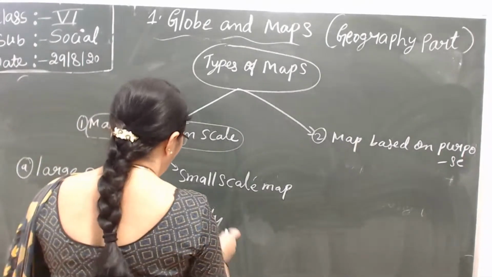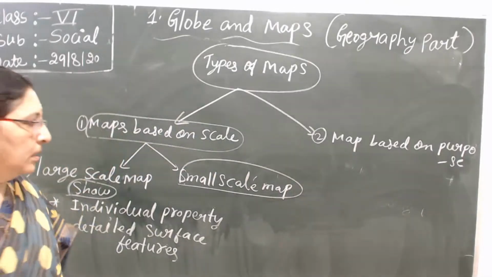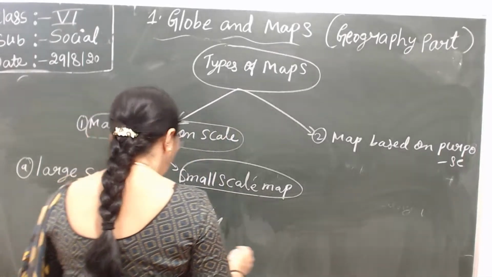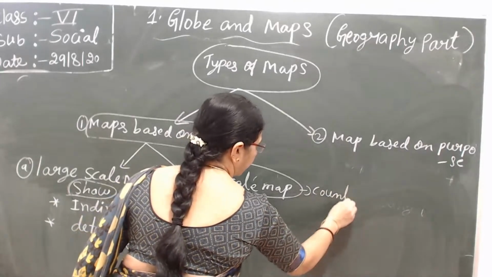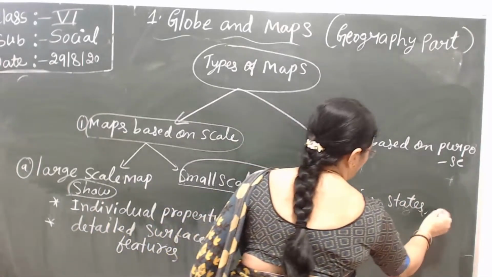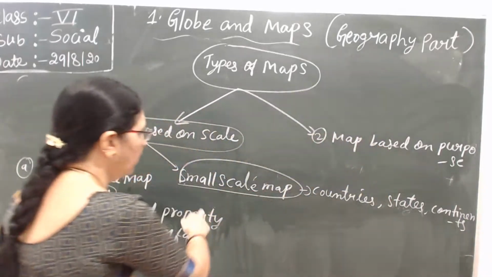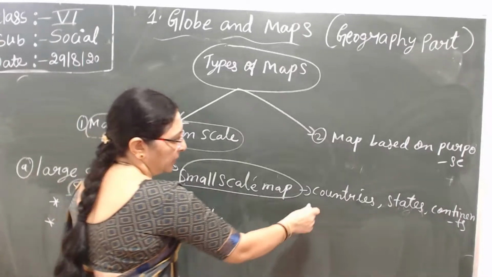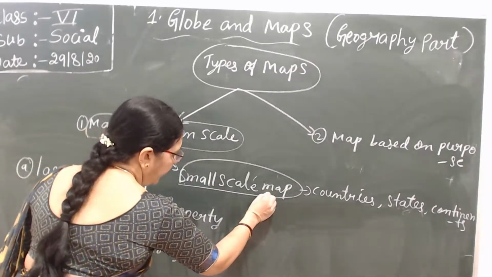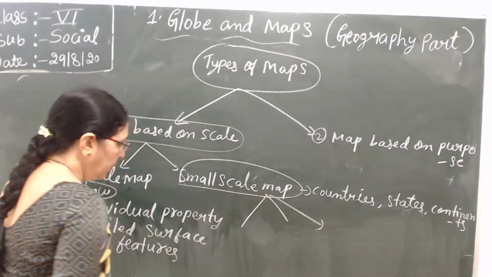Next, small scale maps. These maps represent large areas, for example, countries, states, and continents. Small scale maps are also divided into types.